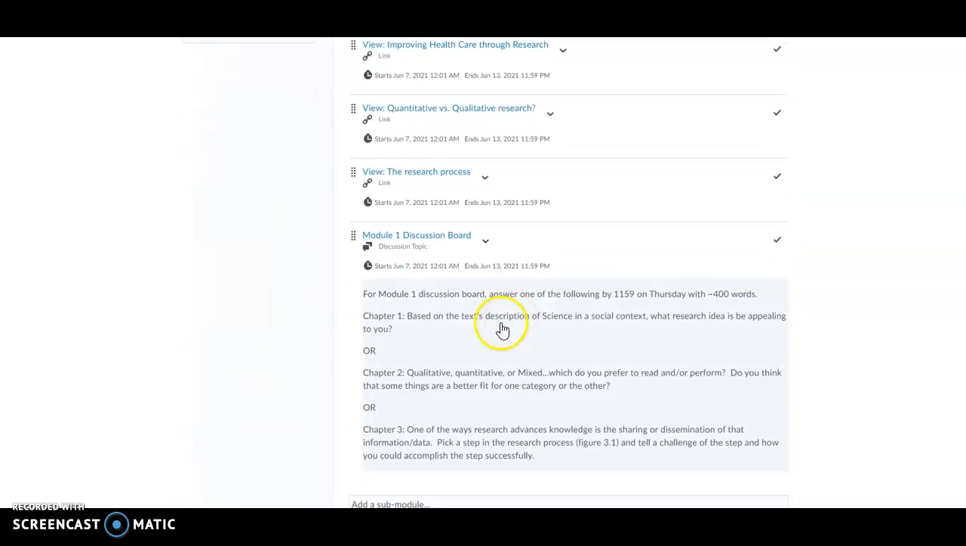So for discussion board 1, you've got your choice of 3 different ones here. Based on our text description, what research idea is appealing to you? What would you like to research? Or based on chapter 2, are you a quantitative, or are you qualitative, or are you a mixed? Or after reading chapter 3, tell me about one step in the research process and a challenge of how you see being able to lay out that, or how to accomplish that step successfully.